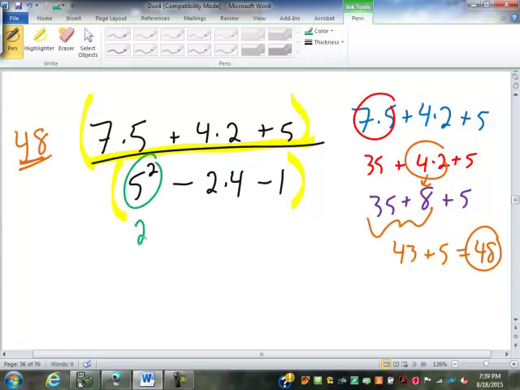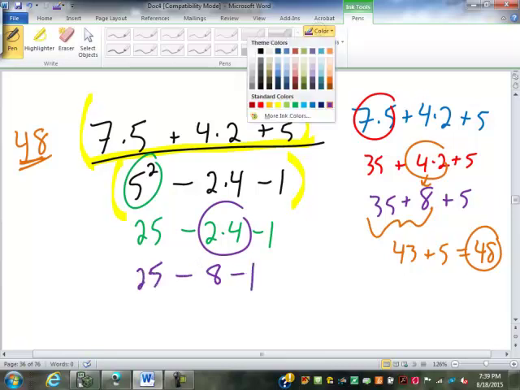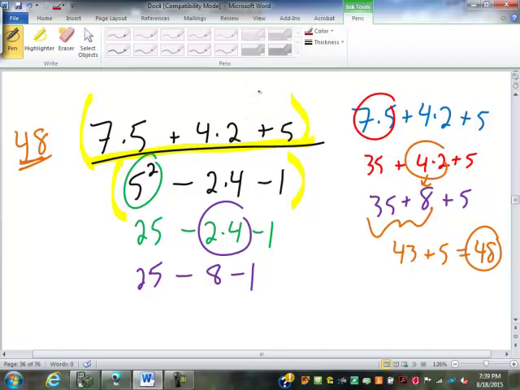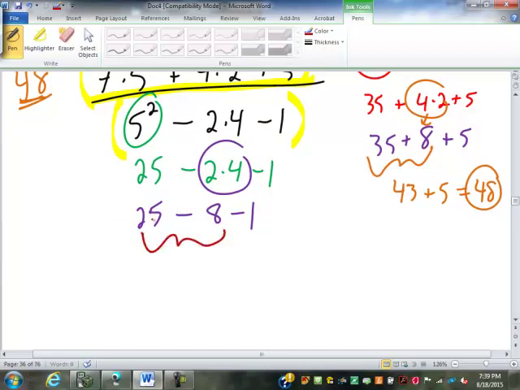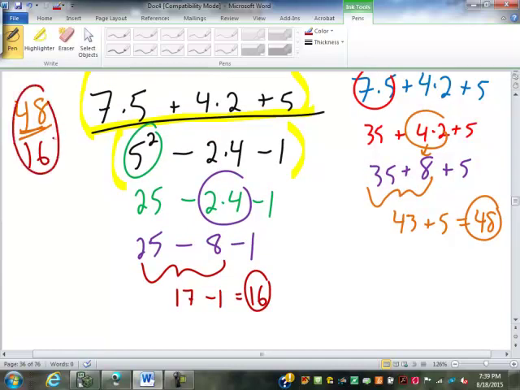5 squared is 25. And then 2 times 4 is 8. And then subtract left to right. 25 minus 8 is 17. Minus 1 is 16. So the bottom is 16. So I have 48 over 16, which divides out to be 3.